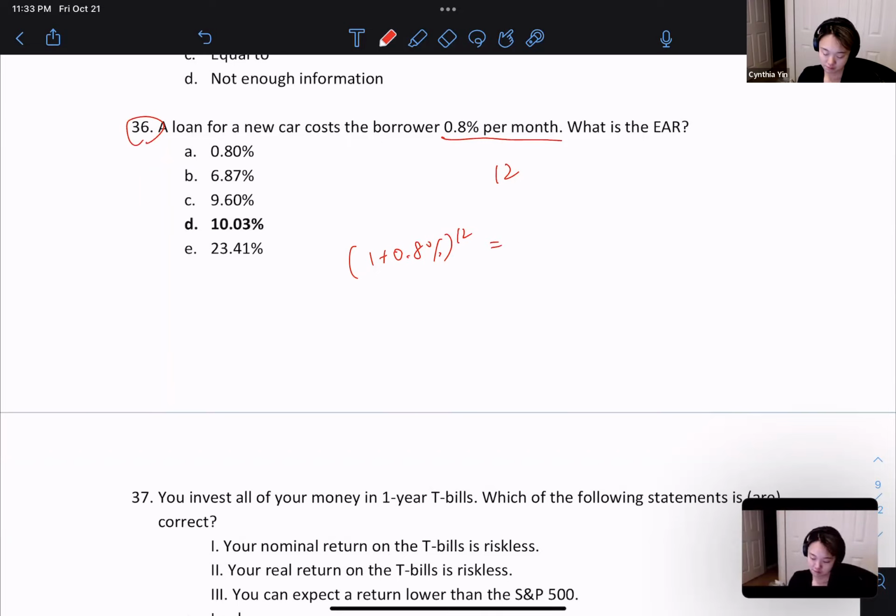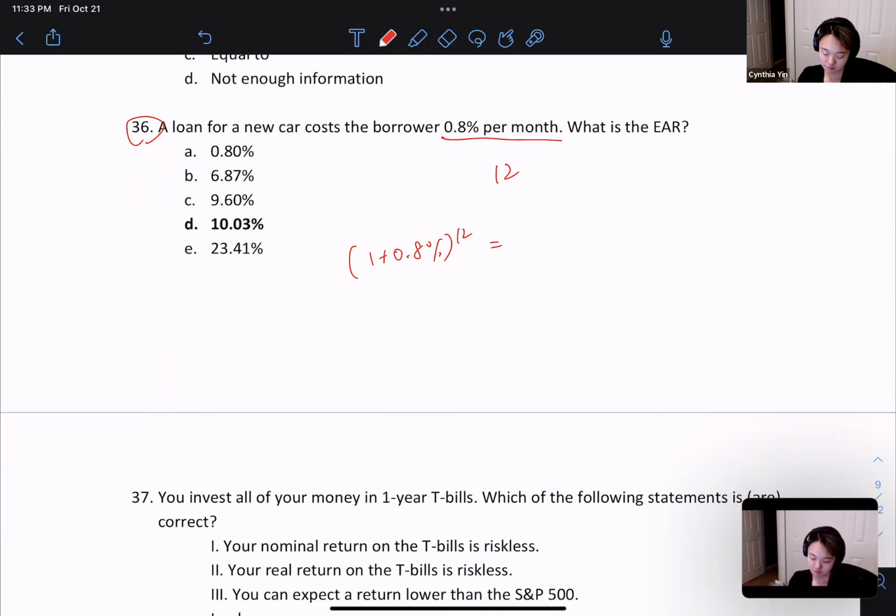37, you invest all of your money in 1 year treasury bills. Which of the statements is correct? Your nominal return on the treasury bill is riskless. 1 is right, because at the time when you buy the treasury bill, it promises you some yield, some return. That is nominal return. Unless you buy TIPS, which adjusts the return. But for normal treasury bills, it's nominal return guaranteed.